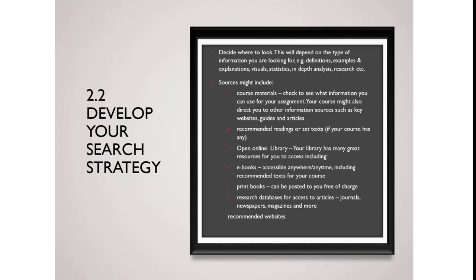So in developing your search strategy, you want to depend on the type of information you're looking for. Are you looking for definitions? Are you looking for examples, explanations, statistics, analysis? What are you looking for? So the different places you can get information or sources from, you have your course material. First thing, always go to the prescribed textbooks on your tutorial letter, because lecturers will always give you a list of sources that you need to use in that specific module. So that should always be your first point of reference.